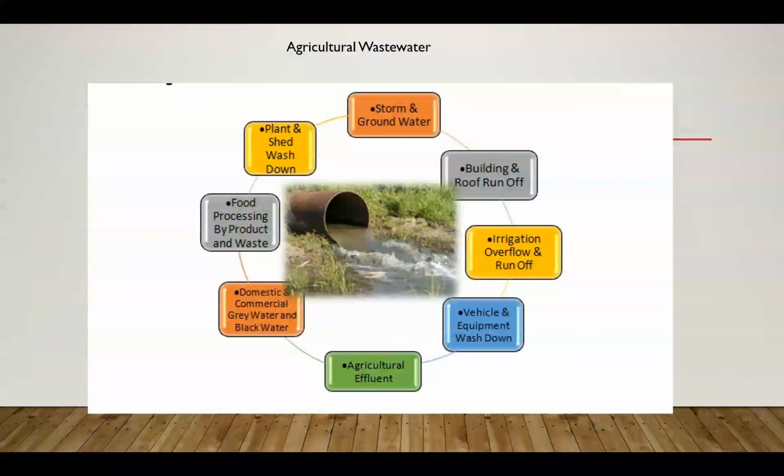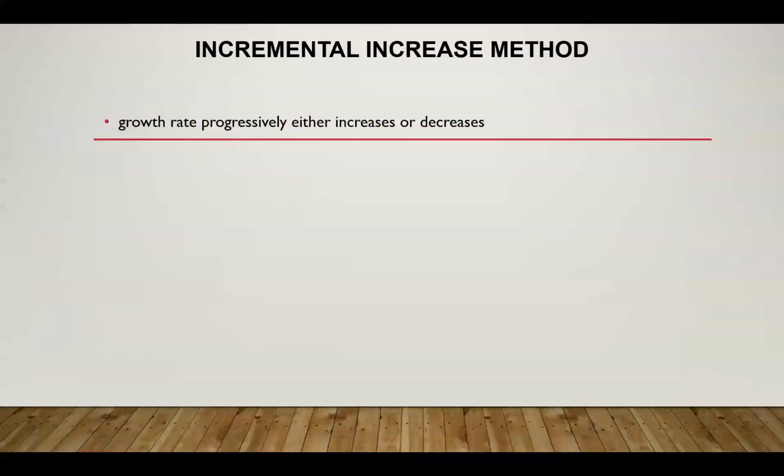Okay, now in the previous class we learned the importance of knowing the population. The future population can be predicted by different techniques. We have learned two techniques, the arithmetic increment method and the geometric increment method, and the third one that we should know for solving questions is the incremental increase method. In this method, the assumption is that the growth rate progressively either increases or decreases. For some part of time it will increase and then it can decrease.